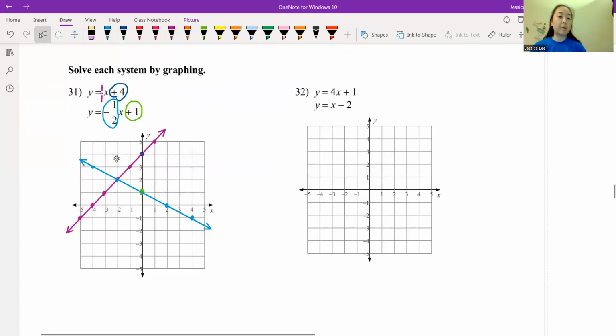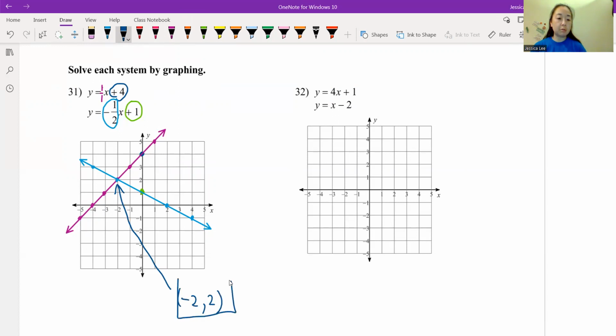So you can't just stop right here. This is not just about graphing the lines. You actually have to find the solution. So this is our solution right here. So that's going to be at -2, +2. Remember, x comes first, so that's your answer.